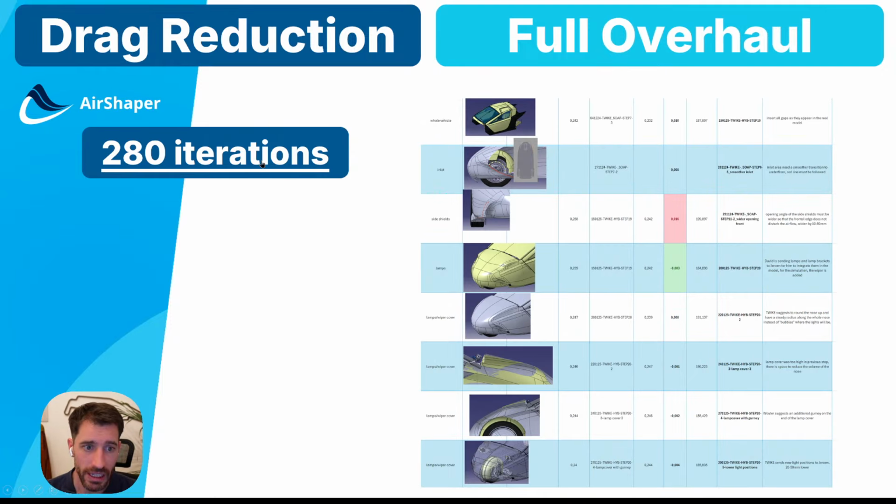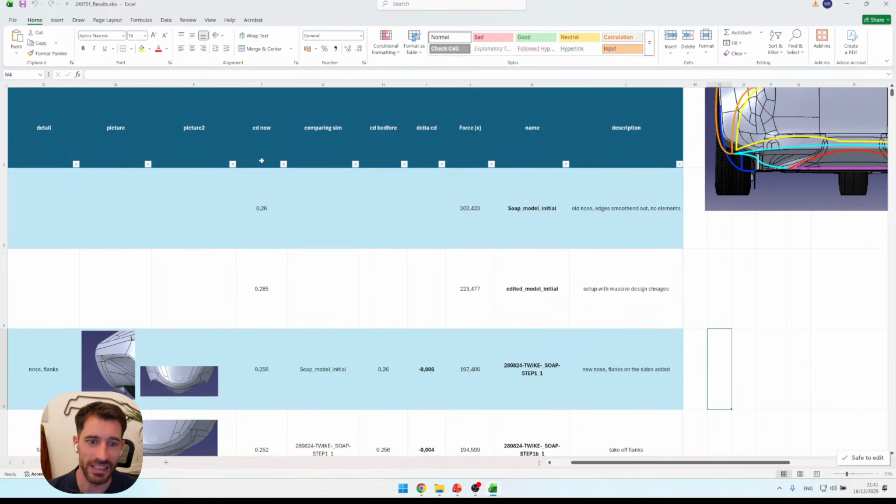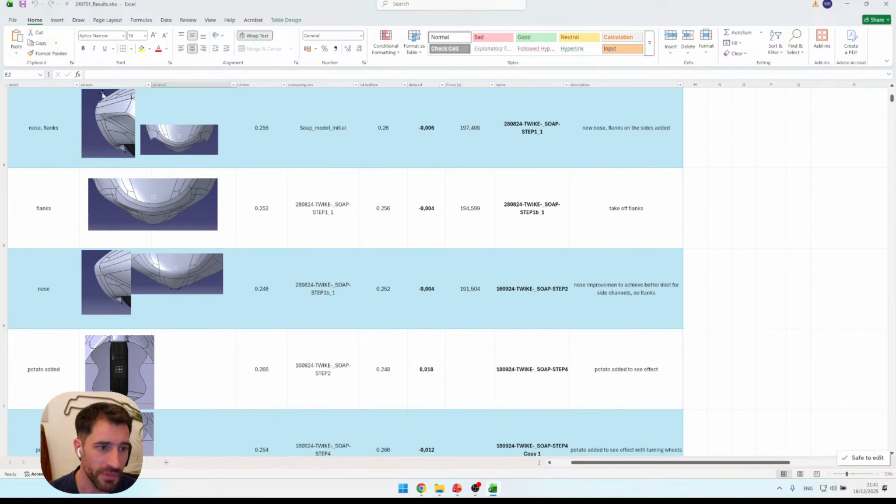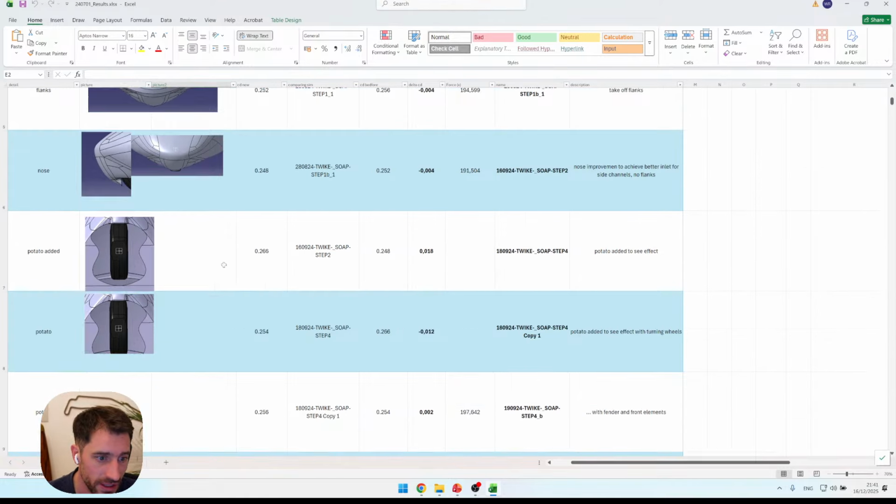Then we ended up iterating massively. So what I showed you now is just the tip of the tip of the tip of the iceberg. This is an Excel sheet that Twike kept, and it doesn't contain nearly all of the simulations, but just to show you, we went to a convex nose where we integrated the front air deflector all the way into the nose geometry itself and blended it nicely with the side air channels going to the sides of the car. We added side fins to actually grab more air and feed it underneath the car.